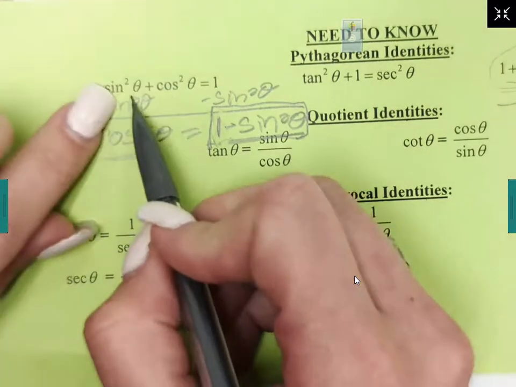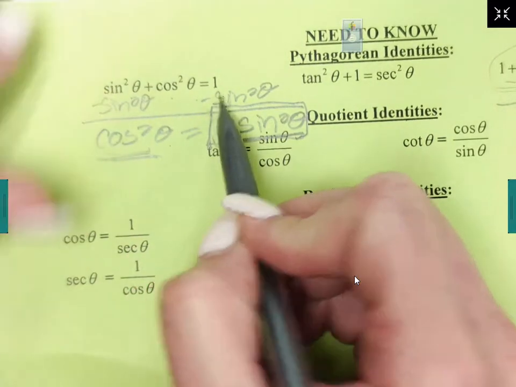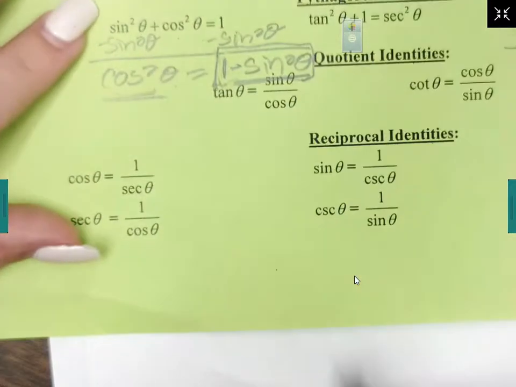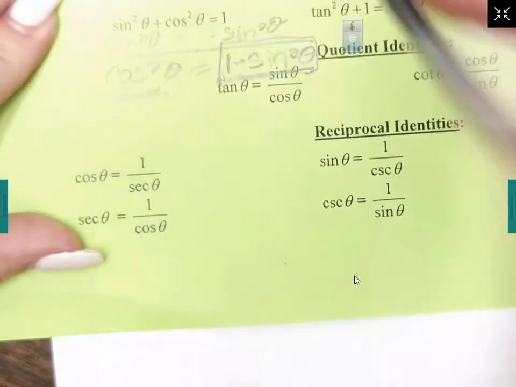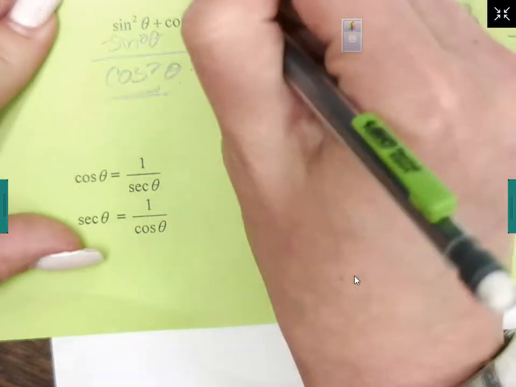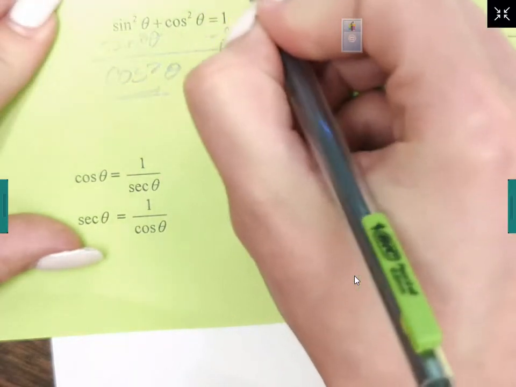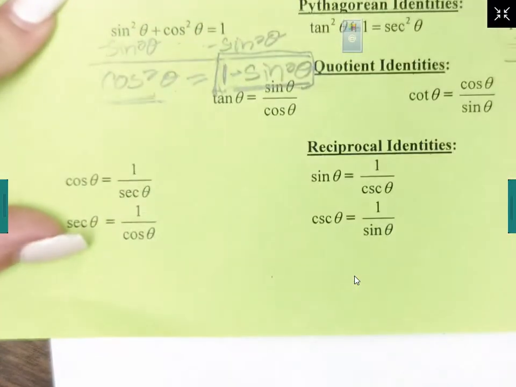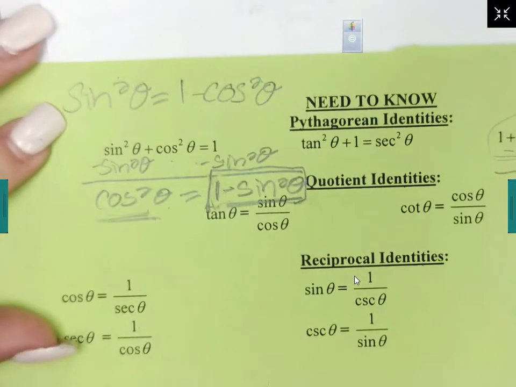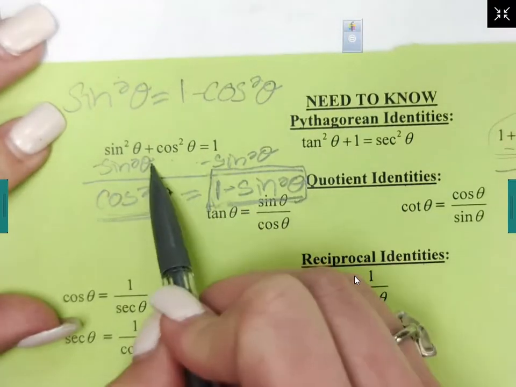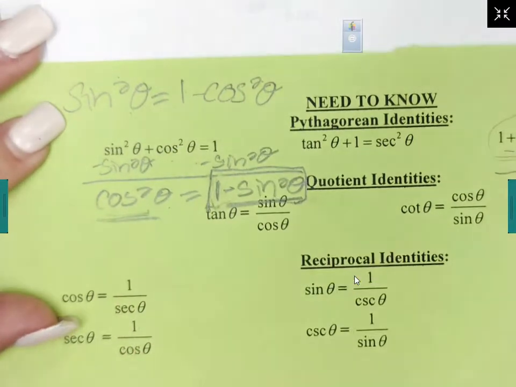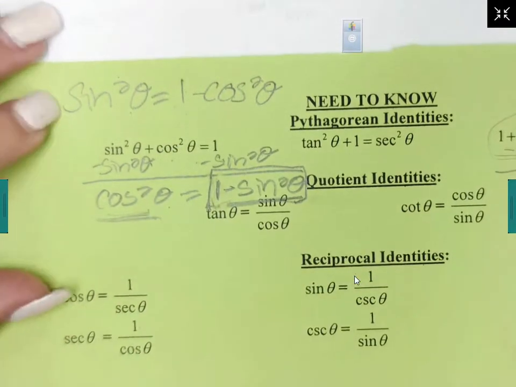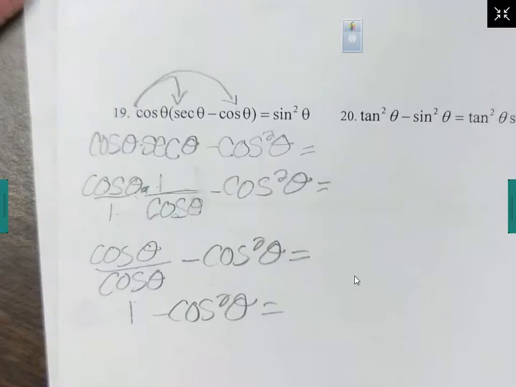Well, we have sine squared plus cosine squared equals 1, right? So if we subtract cosine squared from both sides, we get sine squared of theta equals 1 minus cosine squared of theta, correct? Do you see that? Yes? So, what is this just equal to?